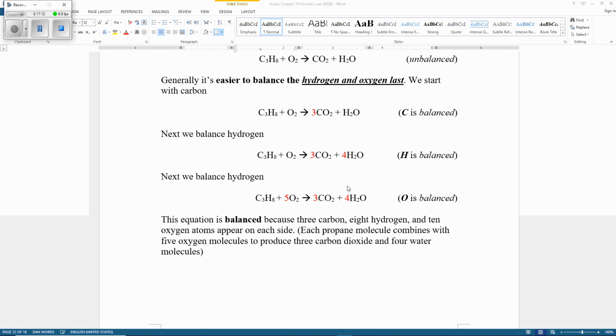So what does it tell us? It tells us every propane molecule needs 5 oxygen molecules. Then it will give you 3 carbon dioxide plus 4 water molecules.